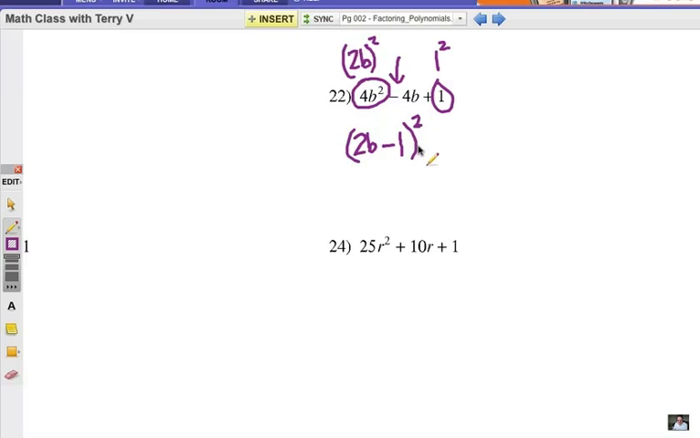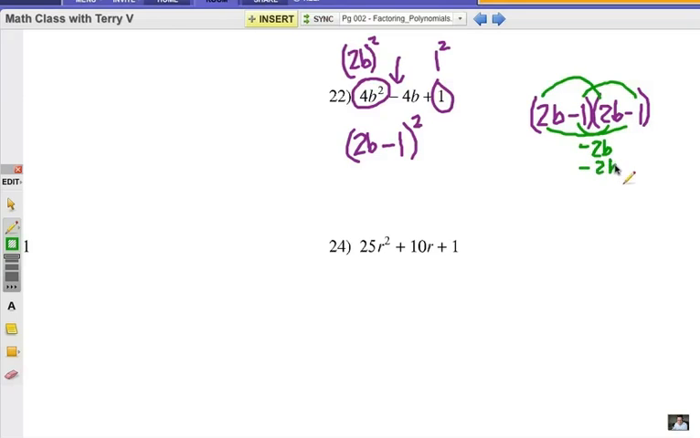Now if we were to multiply that out, notice how we'd get 2b times 2b, which is my 4b squared. And I have a negative 1 times a negative 1, which of course gives me my third term, positive 1. And then the inside terms give me a negative 2b, and the outside terms give me another negative 2b. To double check that it really is a perfect square trinomial, I can take half of the middle term, which would be negative 2b, and that's the product of these two numbers inside. Now you try number 24, and I have a few more examples for you to try.